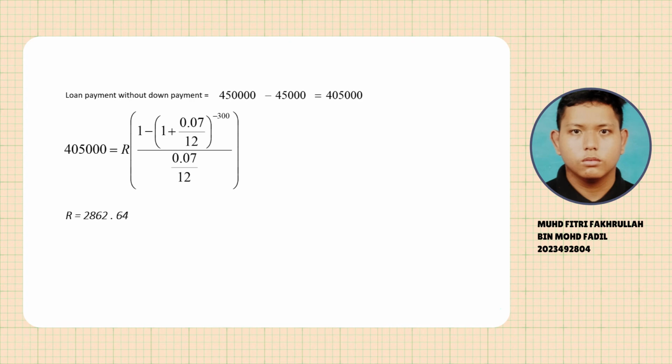After that, we are going to use the formula that I showed you before, which is 405,000 ringgit equals R, 1 minus open bracket 1 plus 0.07 divided by 12 close bracket, power of minus 300, divided by 0.07 divided by 12, which gives R equal to 2,862 ringgit 64 cents.